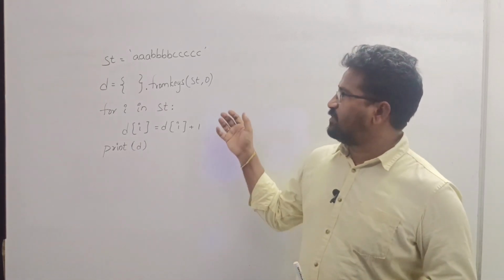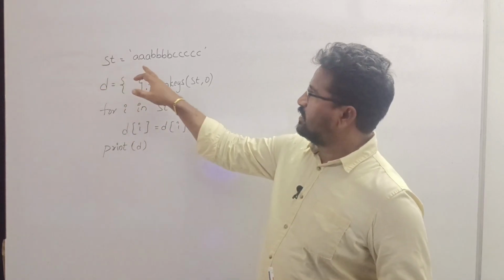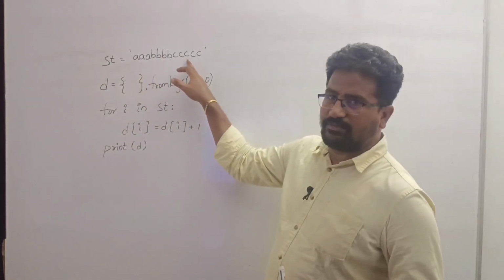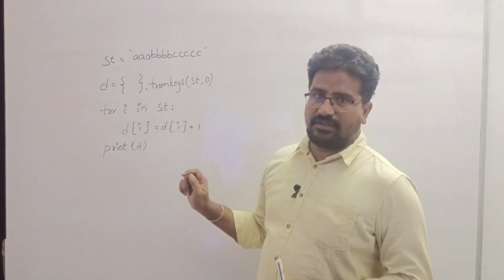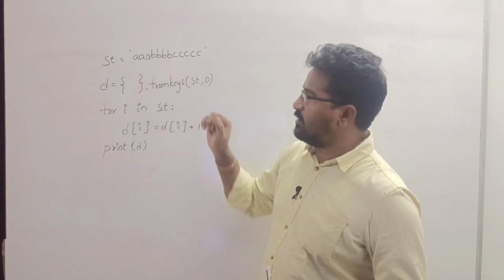Now let's explain the 6th one. So here one string is given. In the string, A is there multiple times, B multiple times, C multiple times. Now I want to find out the occurrences of each character. Means how many times A is there, how many times B is there, and how many times C is there.